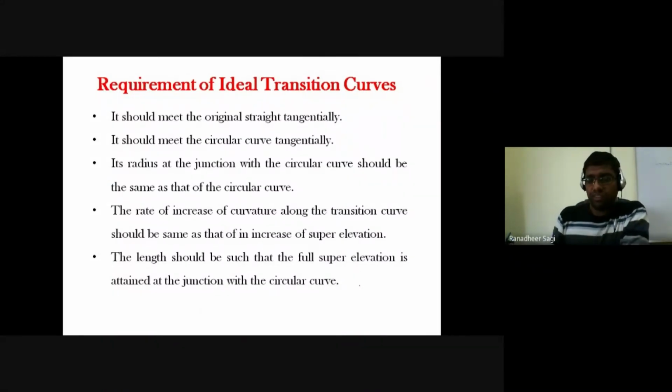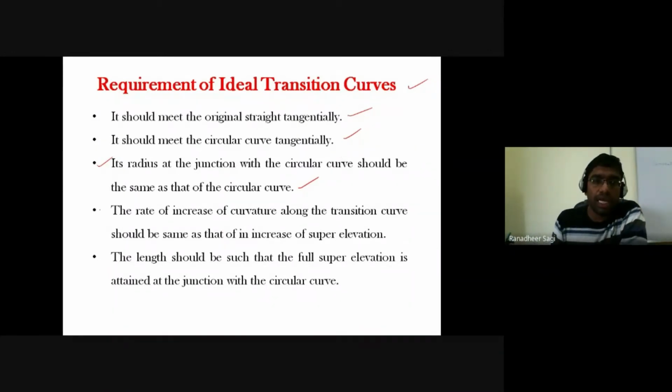So what are the requirements of an ideal transition curve? What it has to satisfy basically, or how it has to be. It should meet the original straight lines tangentially. So at the starting and the ending point of your circular curve, where you have your straight lines or straights, these transition curves should intersect them tangentially. It should meet your circular curve also tangentially. Its radius at the junction with the circular curve should be the same as the radius of your circular curve. Then only you will have a proper intersection of your transition curve with respect to your circular curve.